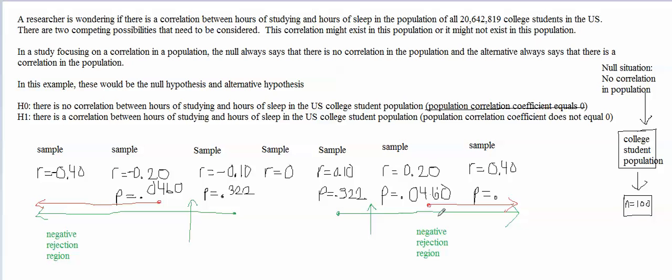So notice how the p-values are dropping when we get further from zero. What that's meaning is if the population has no correlation inside of it, samples with stronger correlations are less and less likely to be found. If the null is true and there's no correlation in the population, then samples with stronger correlations further from zero are less and less likely to be found. If there's no correlation in the population, you're unlikely to get a strong positive or a strong negative.